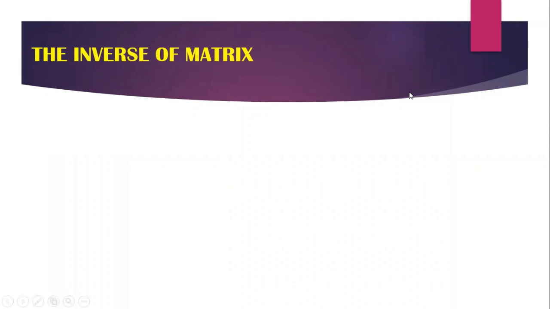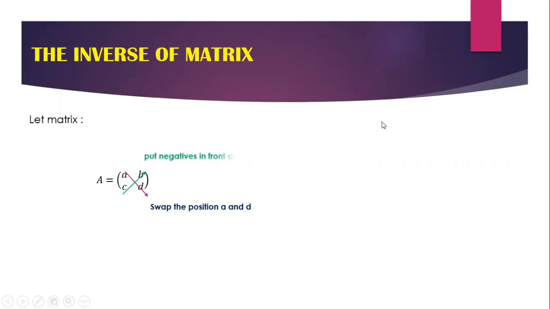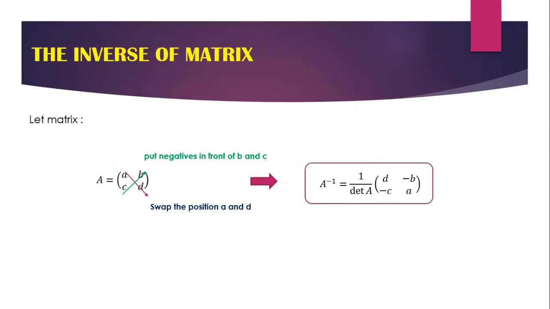Okay, the inverse of matrix. Look at this diagram. Let the matrix be A, B, C, D. For the A and D elements, swap the position of A and D. And for B and C elements, put negatives in front of B and C. So the inverse of matrix A equals 1 over determinant A, open matrix D, minus B, minus C and A, close matrix.